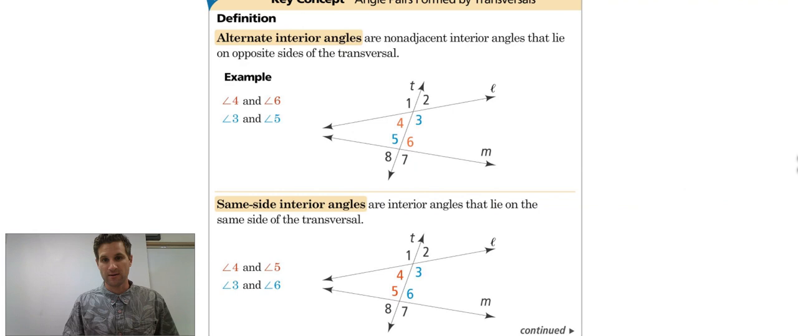It's exciting. Alright, we're going to talk about a lot of different angles. You only have to draw this picture once, but then just go ahead and use the different pieces here. So, alternate interior angles. It's just like it sounds.